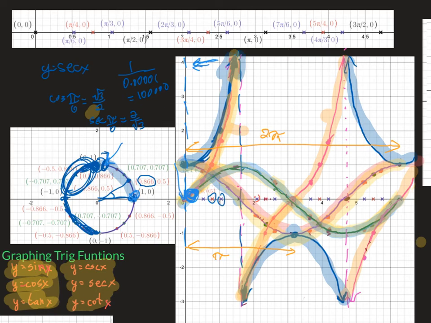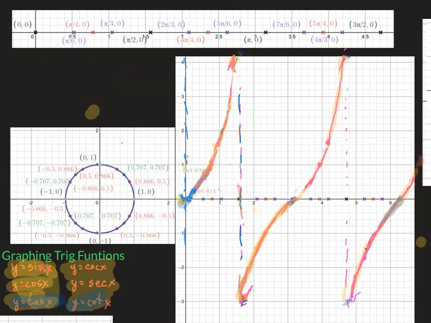Last but not least, we're also going to have to graph cotangent. Well, cotangent is just 1 over tangent. So let's just graph this one the exact same way as what we did with reciprocals. We know it's going to be the reciprocal. Cotangent is going to be the reciprocal of tan. So I'm just going to look at the tan graph, and then we're going to figure out what the cotangent graph will look like.